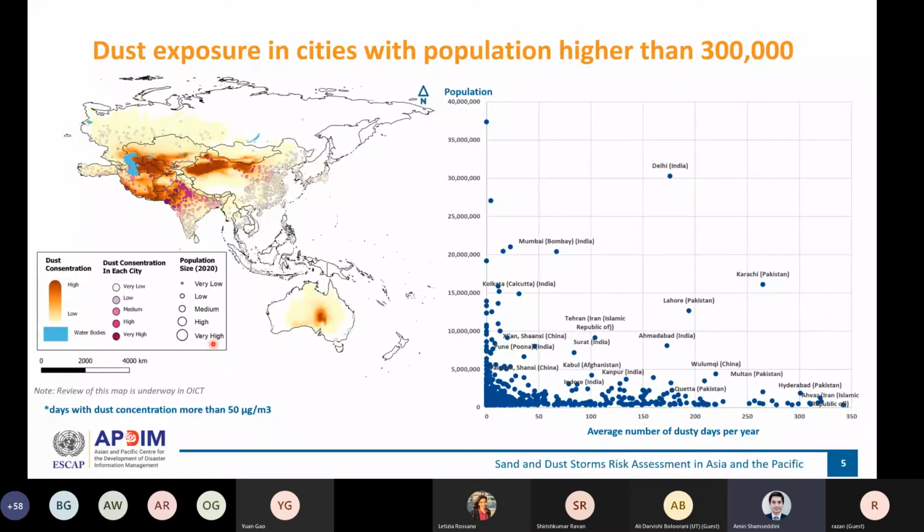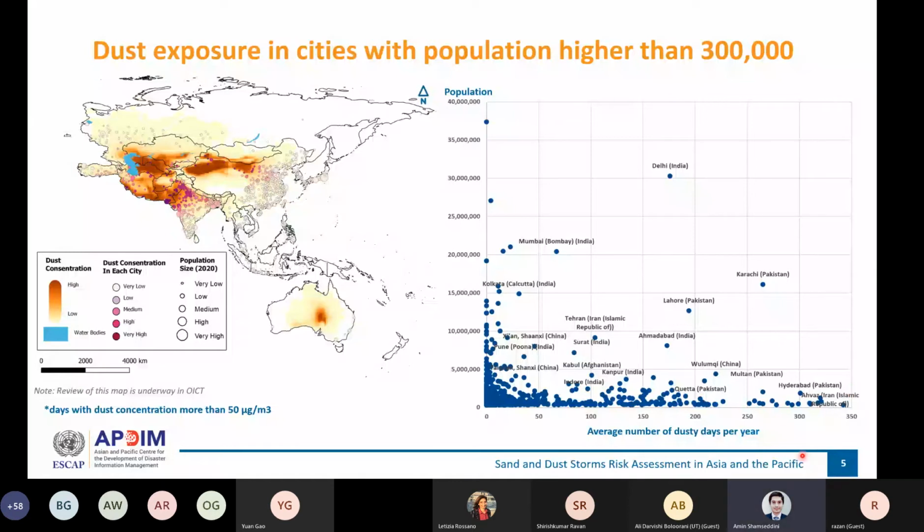on the right side, you can see the population on the y-axis and the number of dusty days on the x-axis. And you can see the city of Ahvaz, as Ali also mentioned, has very high dust. Also, Hyderabad and Multan in Pakistan are exposed to a dangerous level of dust concentration for more than two-thirds of the year, actually in 2019.